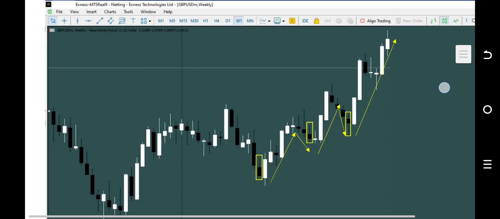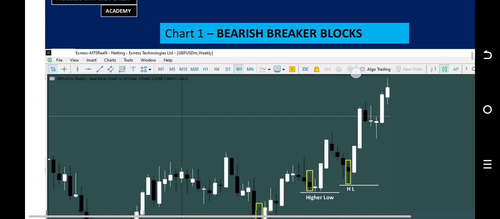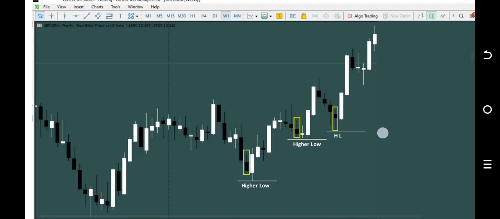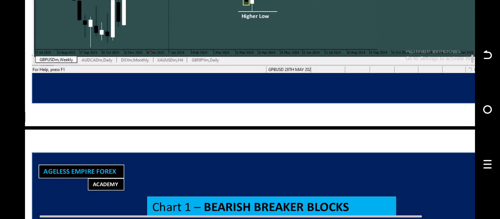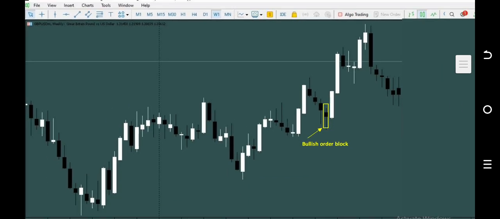This is a bullish trend. Can you see? A bullish trend. So can you see? Look at the lows of this trend. This is the low, higher low, higher low, higher low. Now that is not what we want to emphasize on. Now let's take a look at this now.